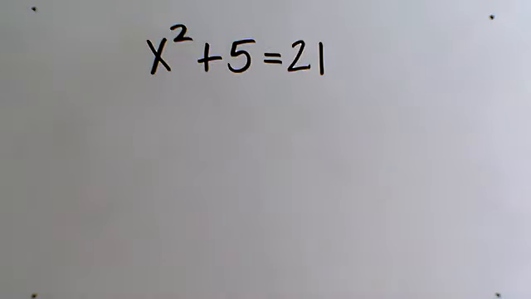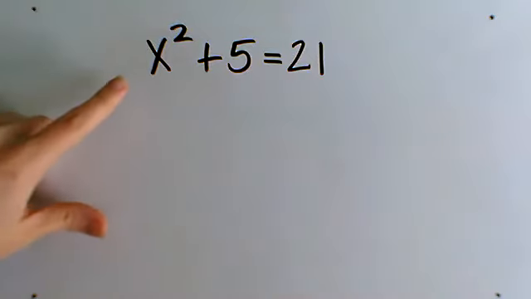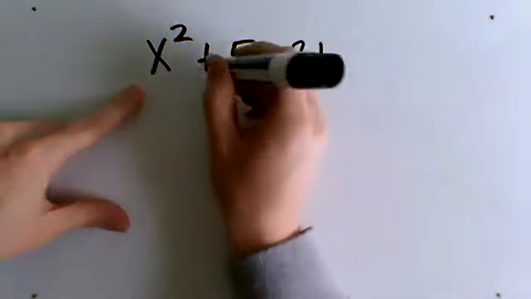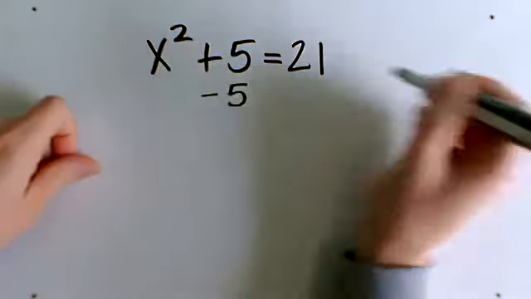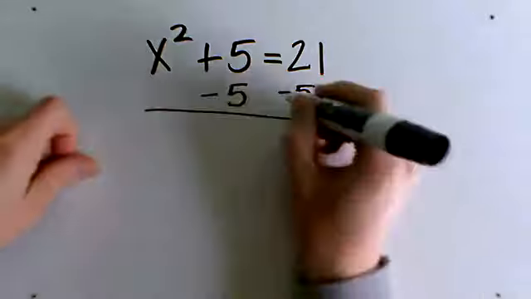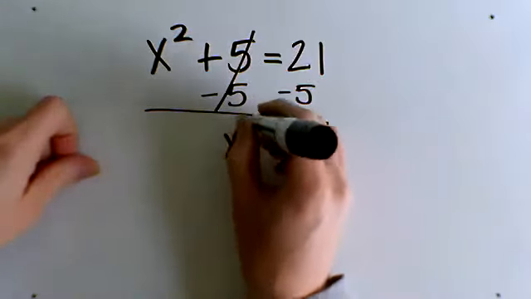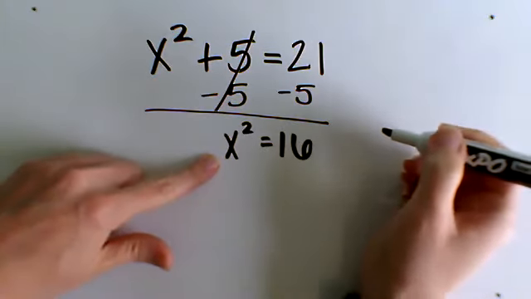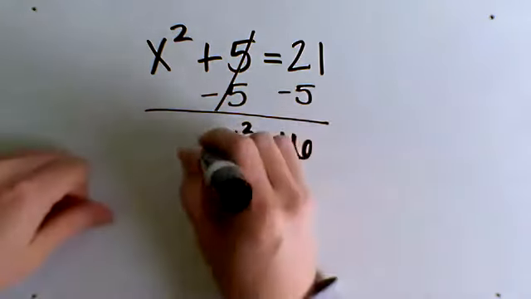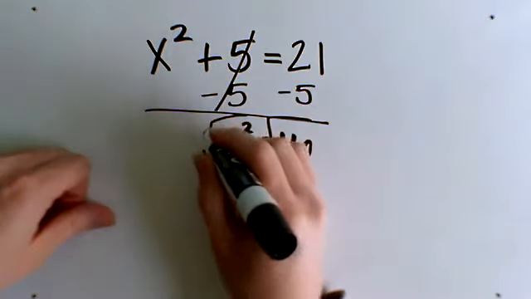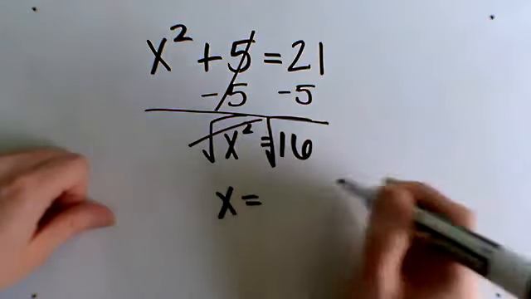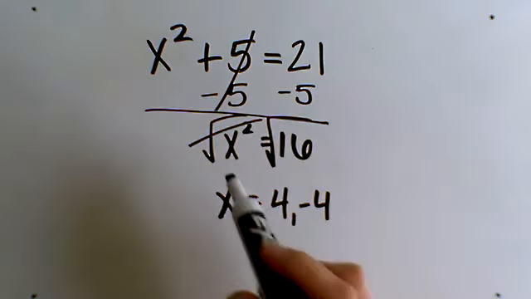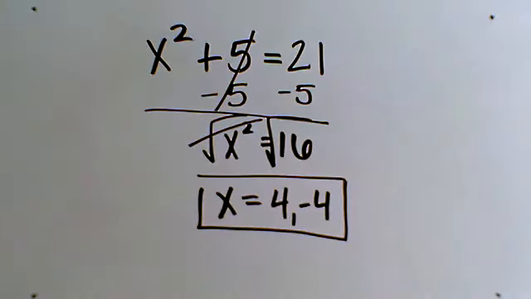In this example, we have x squared plus 5 equals 21. Well, our first step is always to try to isolate this squared term. So we need to get rid of this positive 5, so we can subtract 5 from both sides. 5 minus 5 is 0. x squared is equal to 16. And now I can undo that x squared by doing the inverse operation, which is to take the square root of both sides. So the square root of x squared is just x. I know that 4 squared is 16, but so is negative 4. So these would be our two solutions for our original equation.